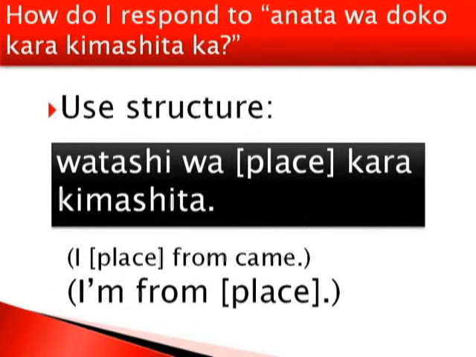To respond to あなたはどこから来ましたか? You use the structure 私は[place]から来ました. It literally means I from [place] came. What you're trying to say is I'm from [place], and all you have to do is place your country's name inside the bracket.